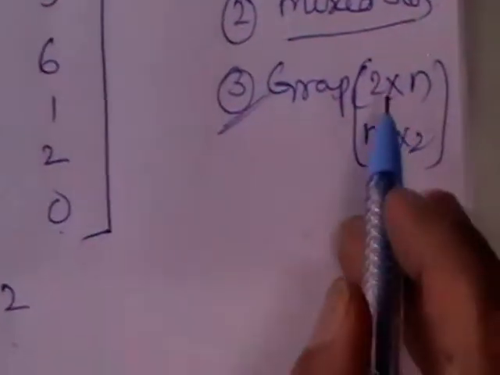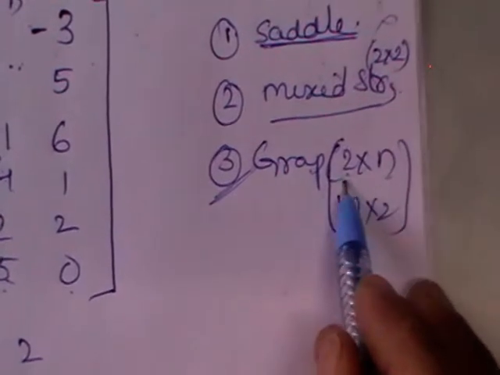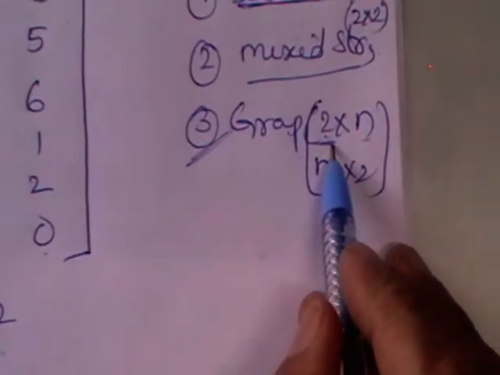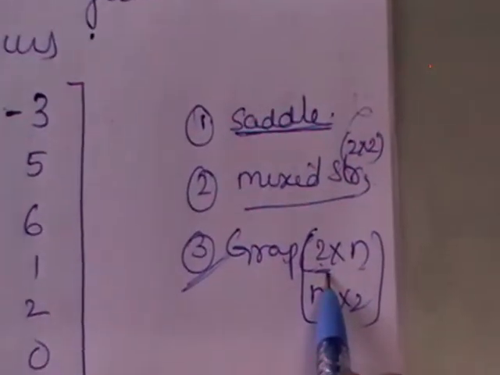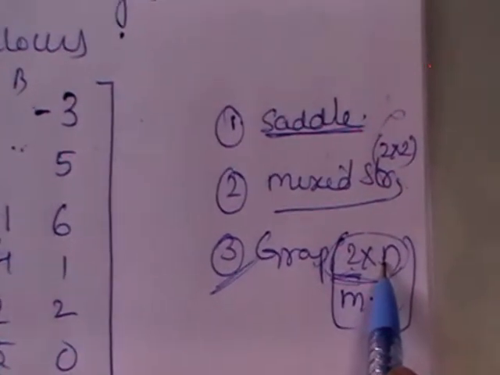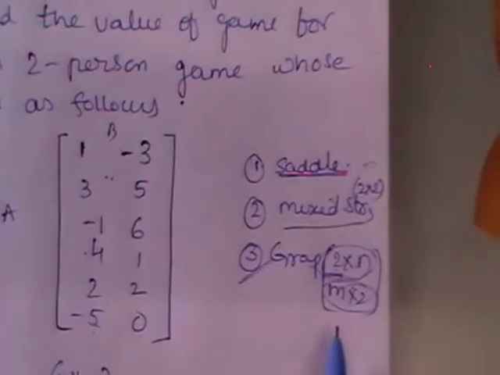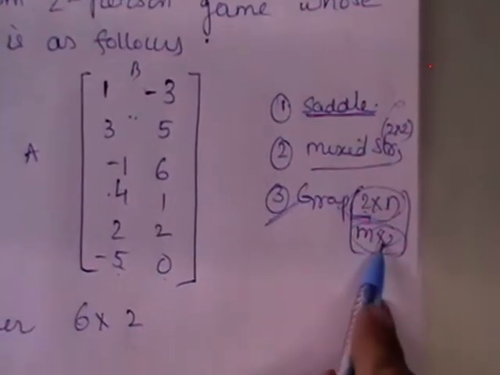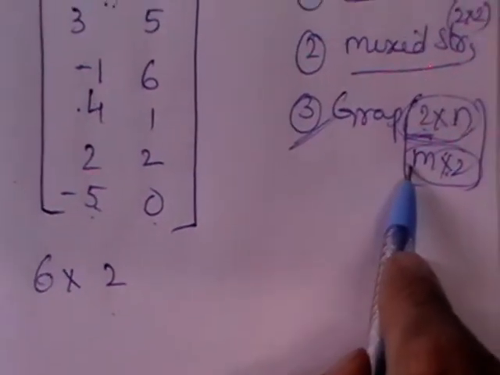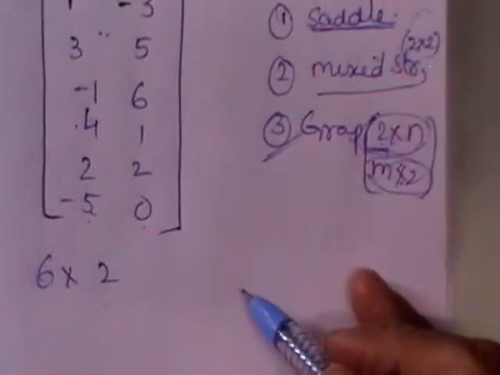To use the graphical method, as we discussed in the previous problem, it should be either 2 by n or m by 2. One of the players should have only 2 strategies. In the previous one, the first player had only 2 strategies, which comes under 2 by n, so we used a method there. Similarly, with a little bit of difference, we are going to use it here for m by 2. M by 2 means we have a variable number of strategies for player A, and for player B we have exactly 2 strategies.